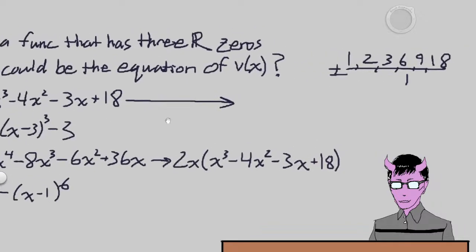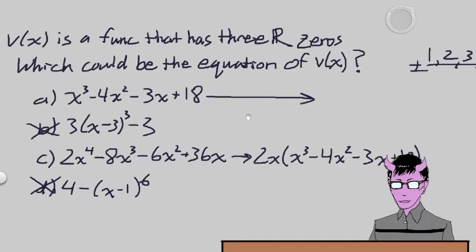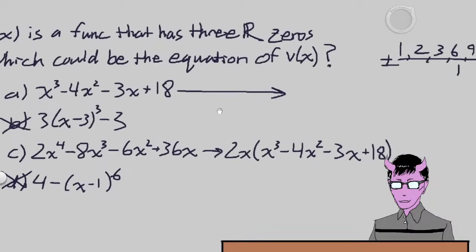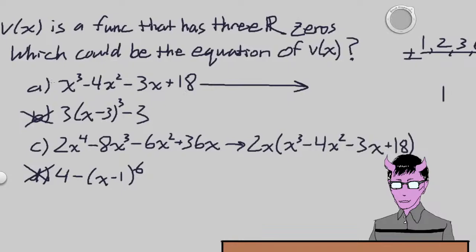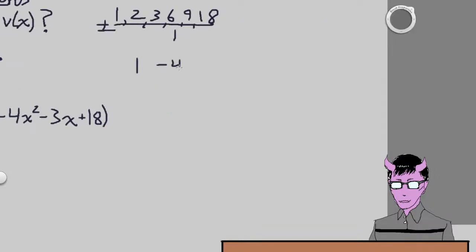Hopefully it's rational, right? Okay, so we're going to try -1. No, we're going to try -2. I mean, yeah, let's try -2. So we have, just extracting the coefficients, 1, -4, -3, and 18.